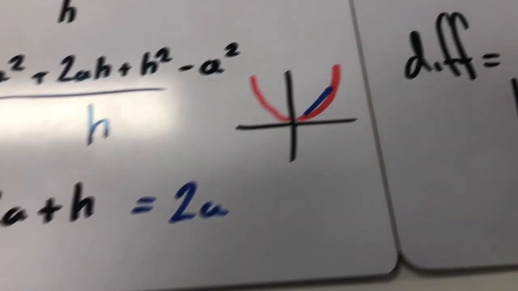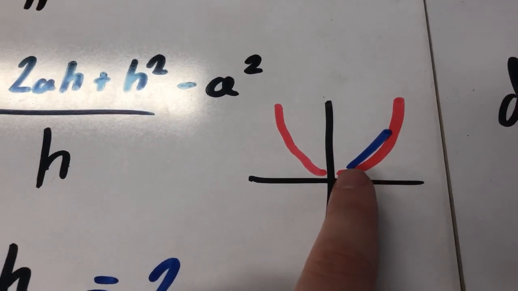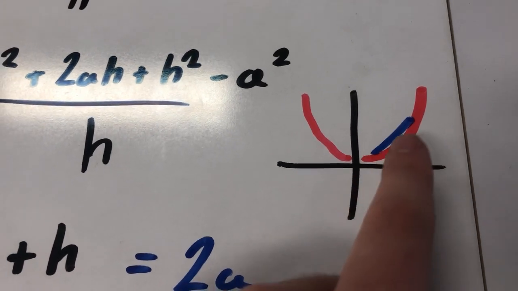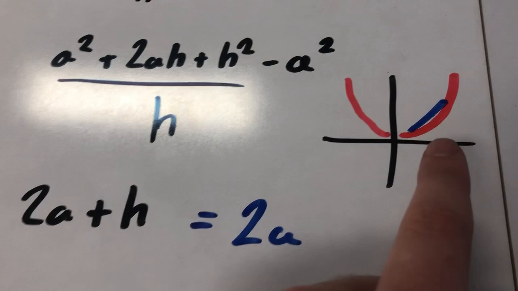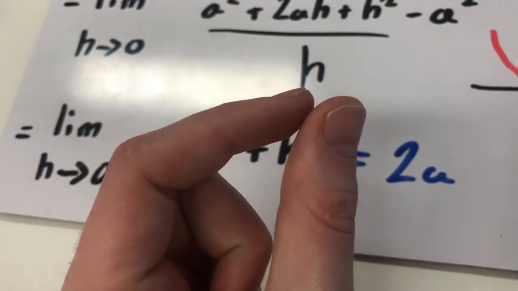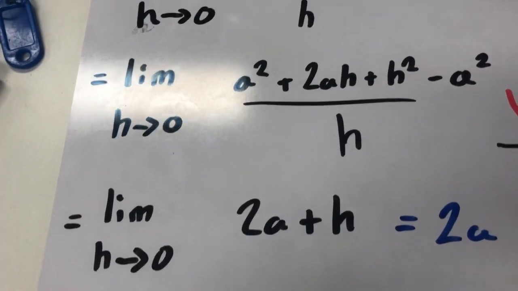Now if I come over here, it shows me what it looks like. Here we have our point where x is equal to a, and here we would have our point as x is equal to a plus h. Now what we want to do is get these two points as close to being exactly the same as possible. And so we're going to be using a bit of a limit today.